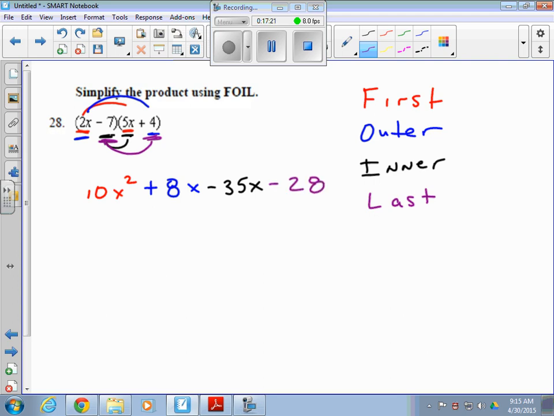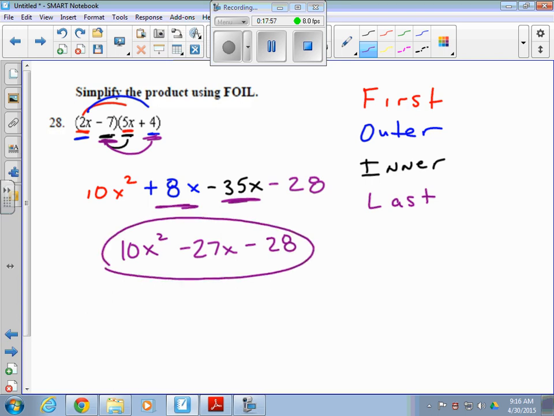So we're almost finished with FOIL. The only thing we can do at this point is combine our like terms, 8x and negative 35x. Remember, in order to add or subtract terms, in order to combine them, they have to have the same variable to the same exponent. 8x minus 35x, when you take 35 and subtract 8 from it, you're going to get negative 27x. Bring everything else down. 10x squared goes in the front. It can't combine with anything. And negative 28 goes in the back. It can't combine with anything. There it is, FOIL. 10x squared minus 27x minus 28.